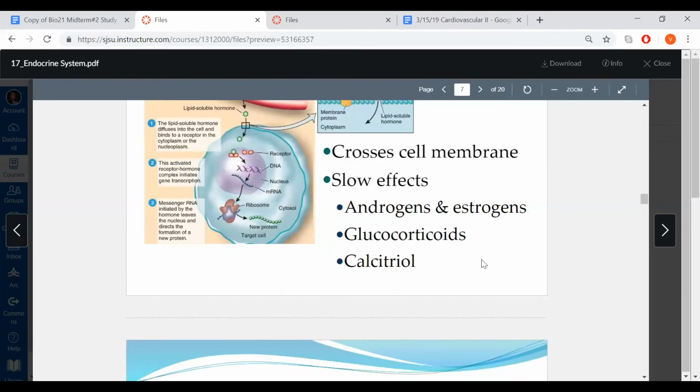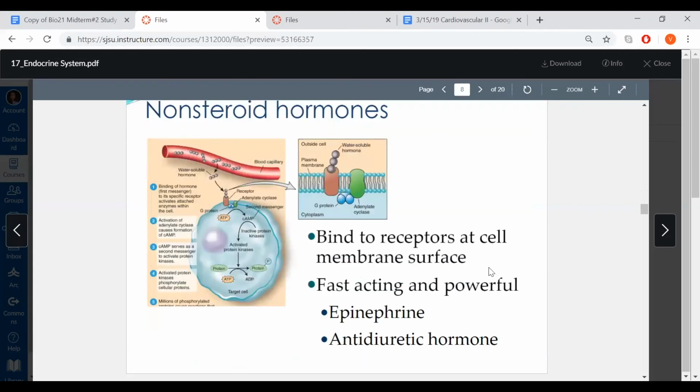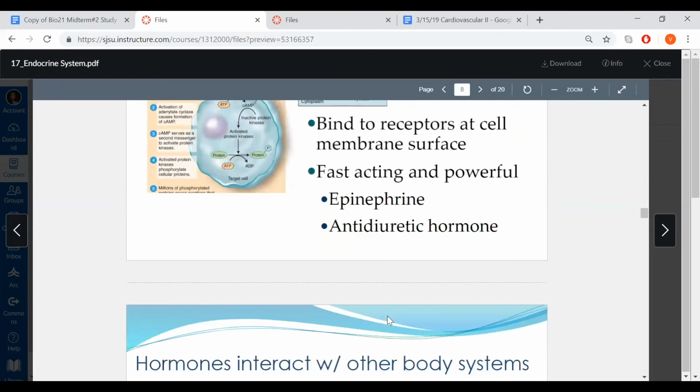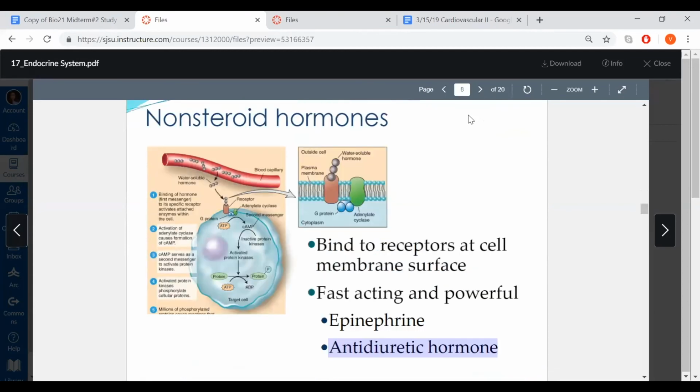Okay, sorry. And versus the non-steroid ones, it says it binds to receptors at cell membrane surfaces. So these are fast-acting and powerful, like epinephrine again, and then the anti-diuretic hormone, which we saw earlier in the last lecture. These work very fast, I guess. I don't know if that makes sense.